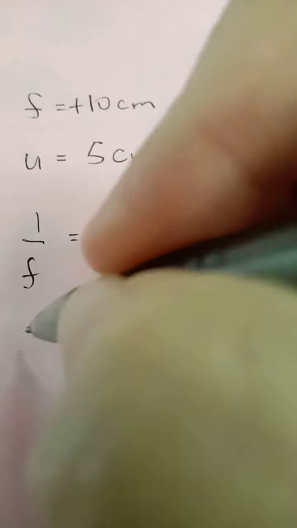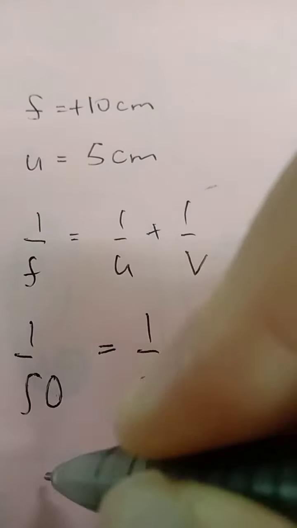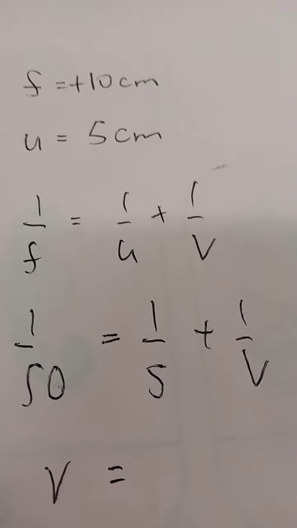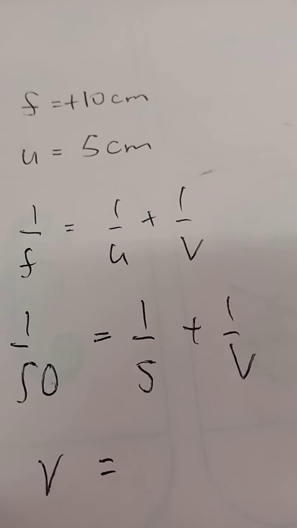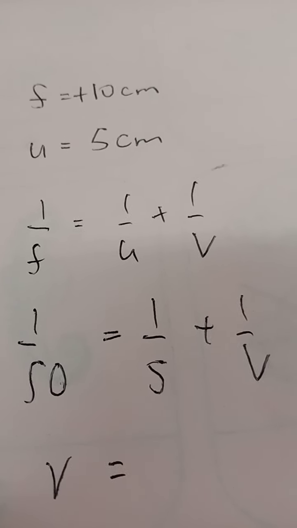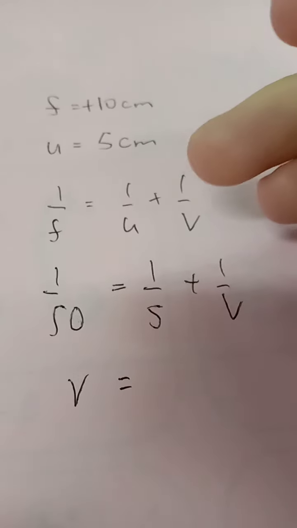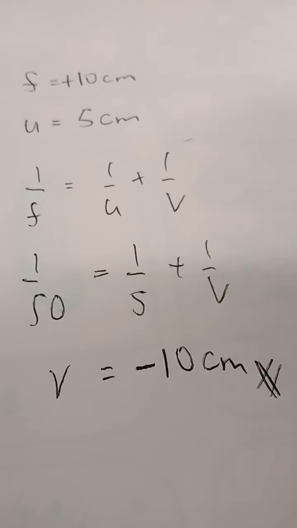So we use 1/f = 1/u + 1/v. We plug in all the values: 1/10 = 1/5 + 1/v. Use your calculator and find the answer. So 1/10 minus 1/5 is negative 1/10. So my v is negative 10 centimeters.